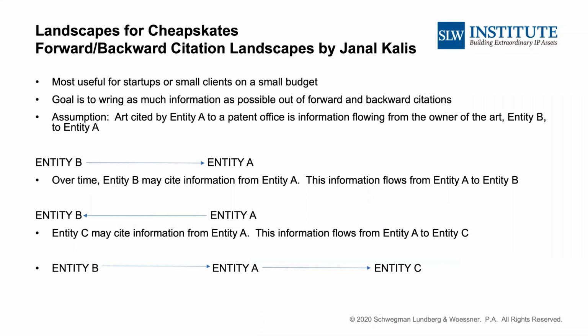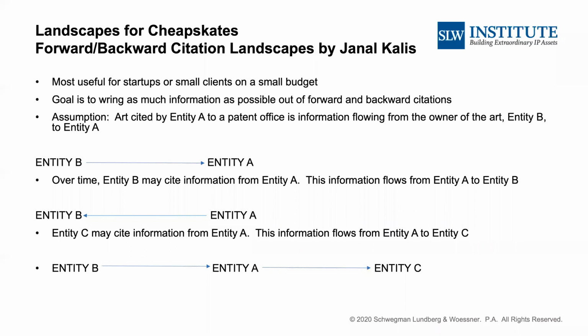Go ahead, Janal. Thanks, Steve. And thanks to everyone who's listening to this webcast. What I'm going to talk about are landscapes for cheapskates. What this involves basically is forward and backward citation analysis. It can be as simple as looking at office actions and references cited in IDSs in either an office action itself or the patent prosecution of a single patent, or in more complex cases, it can be the creation of a competitive matrix based solely on cited and citing references. The goal is to wring as much information as possible out of forward and backward citations.